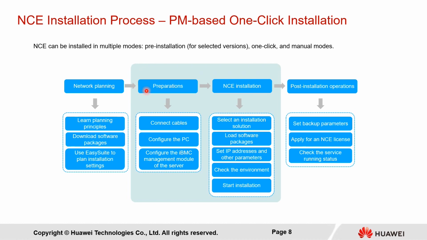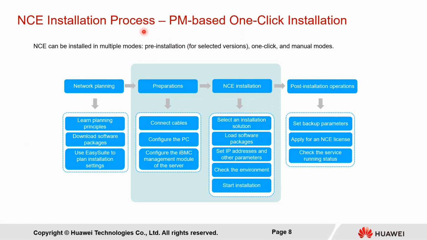And then we go into the preparations and NCE installation. For preparations, connect the cables and configure the PC and configure the IBMC management module for the server. And then do the NCE installation: select an installation solution, load the software packages to the NCE, and set IP address and other parameters, check the environment integrity, and start the installation, and then do the post-installation operations. So later we're gonna be showing you three different NCE installation processes.